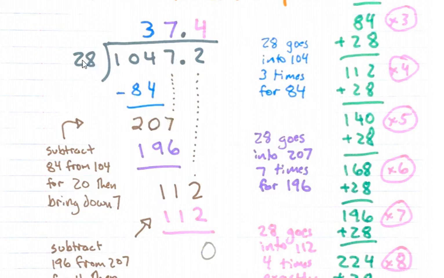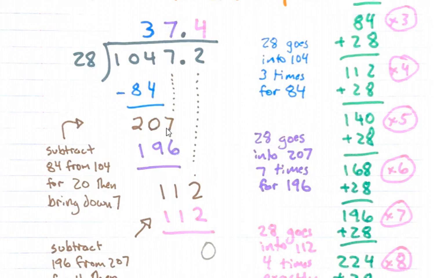207. How many times does 28 go into 207? I don't know, but my ladder knows. Look, 28 times 7 is 196. 28 times 8 is 224. 224 is too big. 196 is just right. There we go. 7 times 28 is 196. So put the 7 there. 7 times 28 is 196.